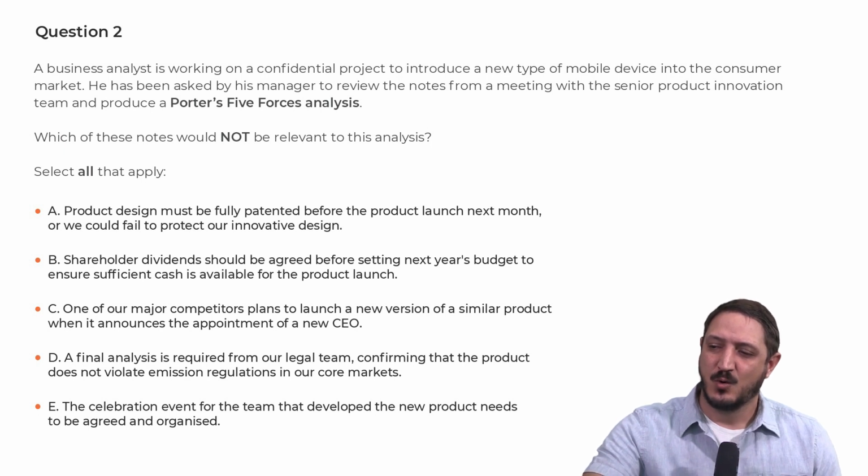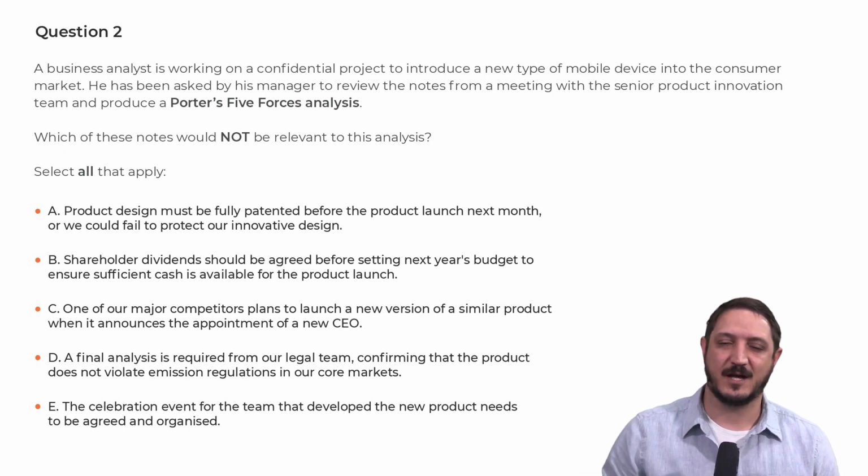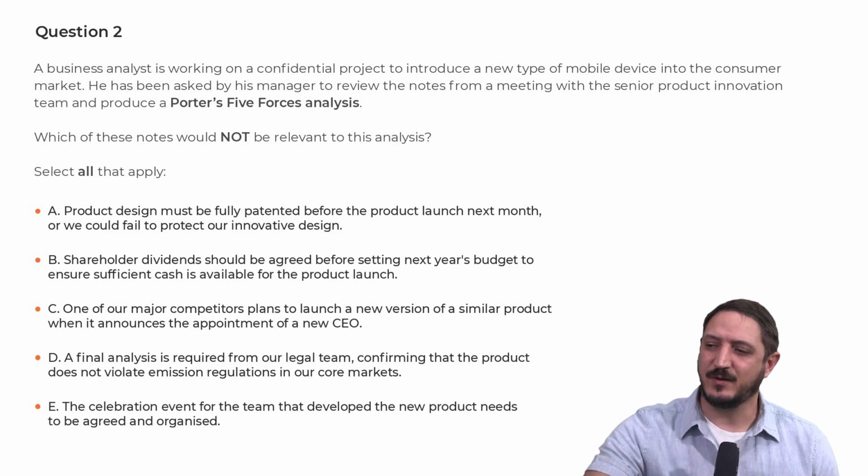So we know that Porter's 5 forces are the threat of new entrants, the bargaining power of buyers, the bargaining power of suppliers, the threat of substitute products, and the rivalry amongst the competitors. So it's the industry competition. It's the amount of people that are coming in terms of competitors, businesses that are trying to compete with you within the market.